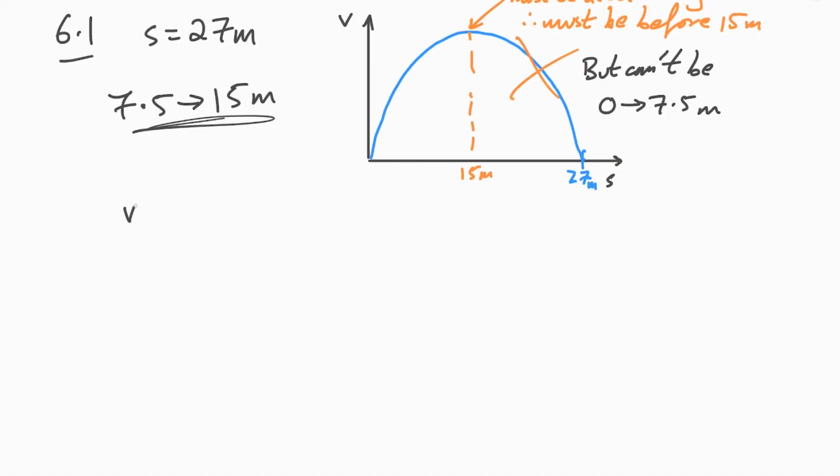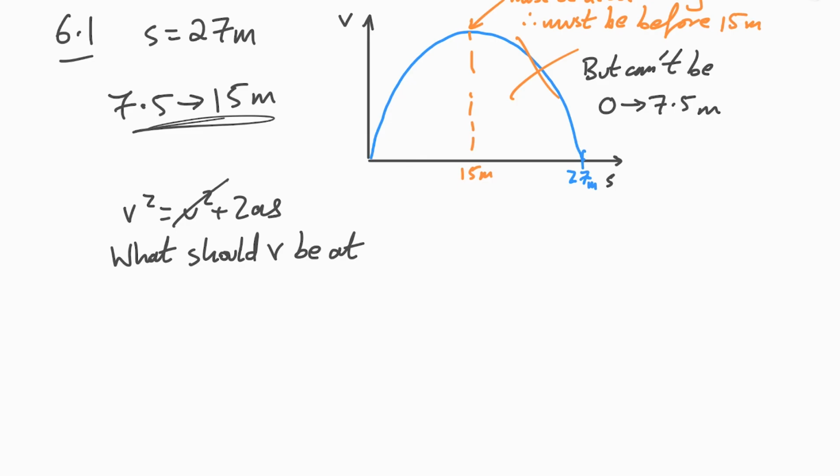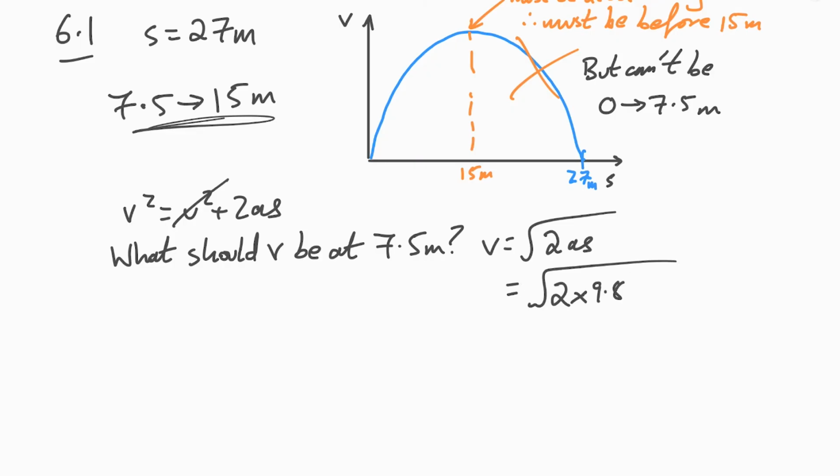Let's use SUVAT real quick. So V squared equals U squared plus 2AS. Let's just check what V should be if free fall at 7.5 meters. So V is equal to the square root of 2AS. So that's equal to 2 times 9.8 times by 7.5, and that gives us pretty much 12 meters per second. So let's just check. At 7.5 meters, yes, it is 12 meters per second.